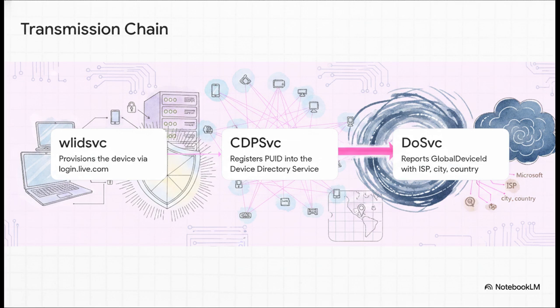Second, the Connected Devices Platform service registers that exact ID into Microsoft's master device graph. And finally, and this is absolutely vital, the Delivery Optimization service continuously reports this global device ID back to Microsoft alongside your ISP, your city, and your country data. It literally does not matter if your VPN changes your IP address, this underlying GDID is still broadcasting exactly who and where you are right at the OS level.